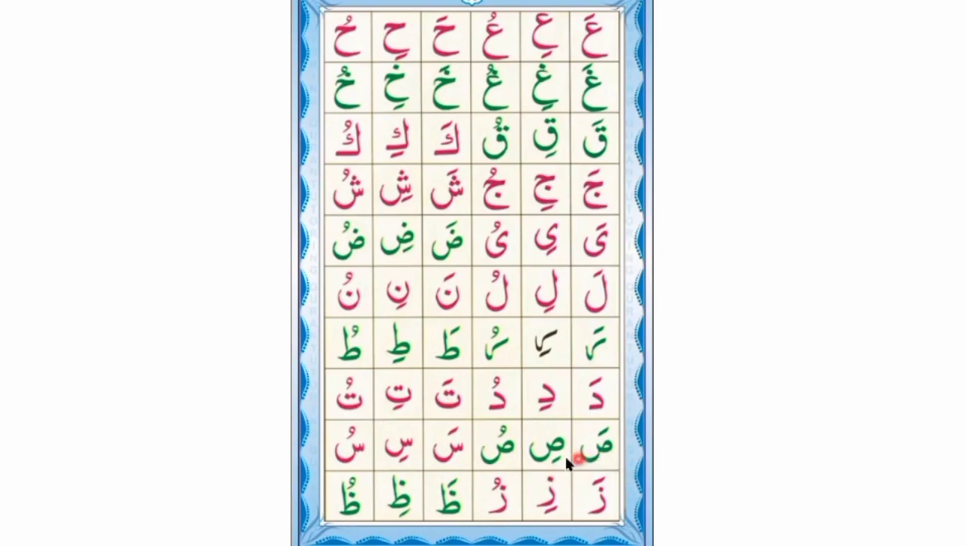Sad fatha sa, sad kasra sui, sad damma su, sa sui su. Sin fatha sa, sin kasra si, sin damma su, sa si su. Za fatha za, za kasra zi, za damma zu, za zi zu. Wa fatha za, wa kasra zi, wa damma zu, wa zi zu.